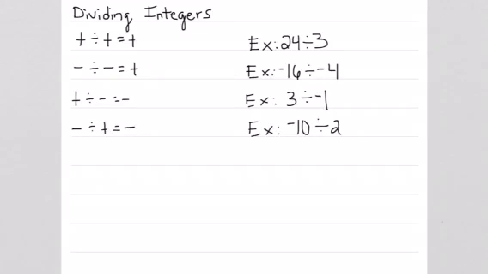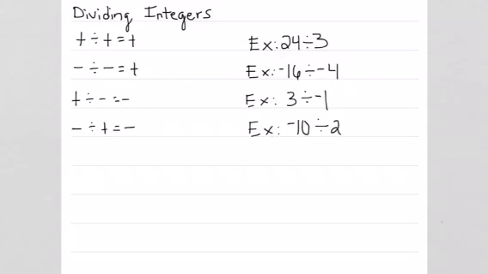Alright, and so now finishing up with dividing integers, what we see with their signs is the same as multiplying integers. A positive divided by a positive gives you a positive answer. A negative divided by a negative gives you a positive answer. A positive integer divided by a negative integer gives you a negative answer, and then a negative divided by a positive integer gives you a negative integer. So the same rules apply with multiplying and dividing. If the two signs are the same, your answer should be positive. If the two signs are different, your answer should be negative. And so let's just look at these quick 4 examples.